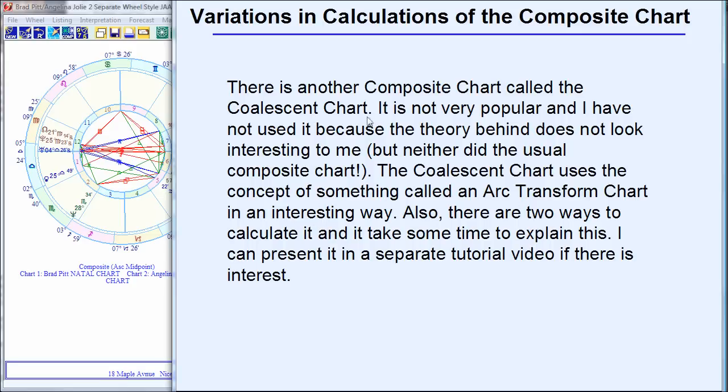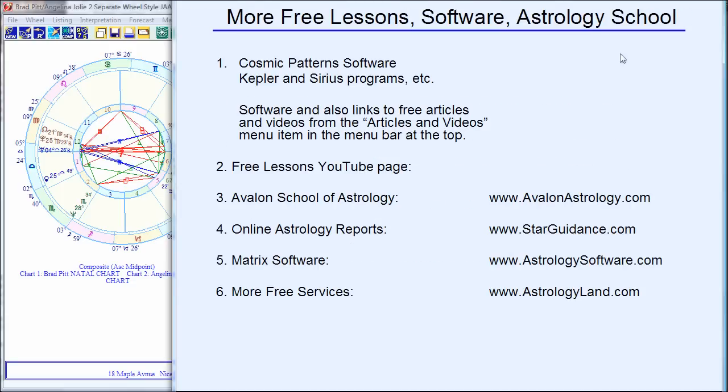It would take a whole video to discuss it. It's not a very popular chart. If any of you are really interested in it and how it's calculated and what the 2 different methods of calculating it are, I can make an entire video to explain those technical details about the coalescent chart. But I haven't worked with it very much, and very few people use it. Okay, well that's it, my friends. That's the composite chart.